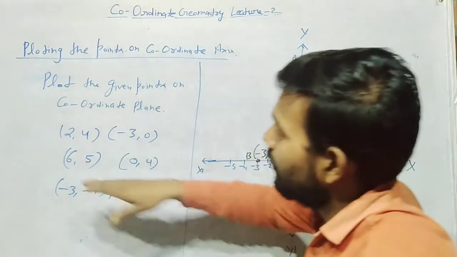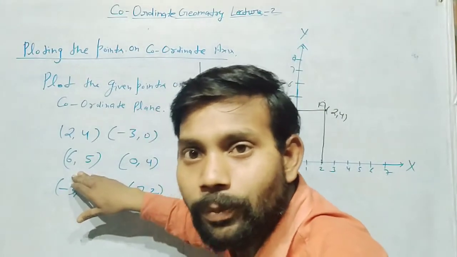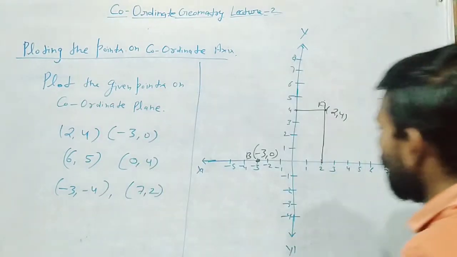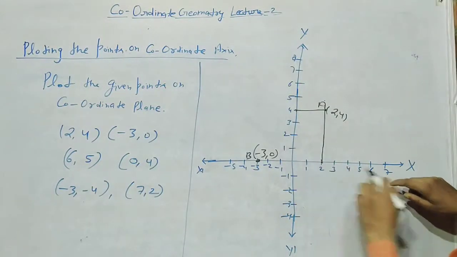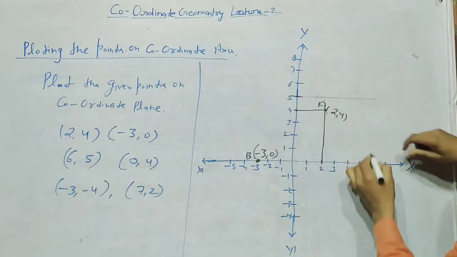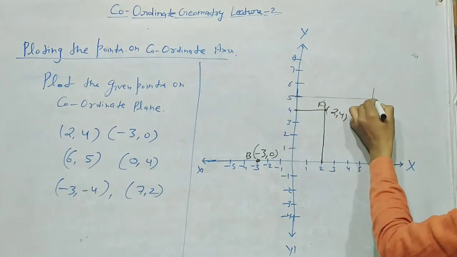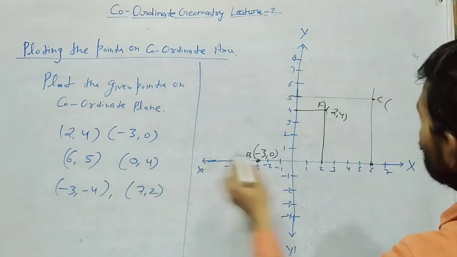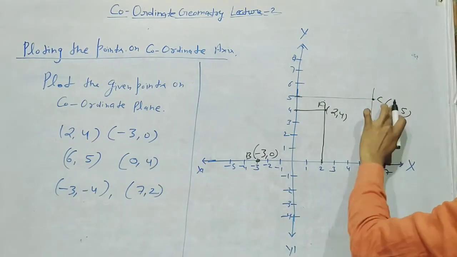Next 6, 5. At x-axis 6, at y-axis 5. So at x-axis 6 here, y-axis 5 here. As we go straight, where the lines meet, the point formed is C 6, 5.